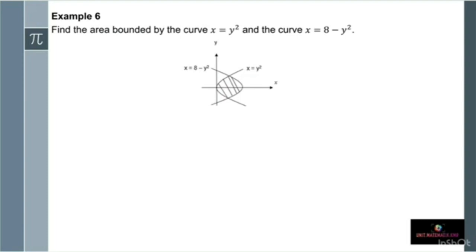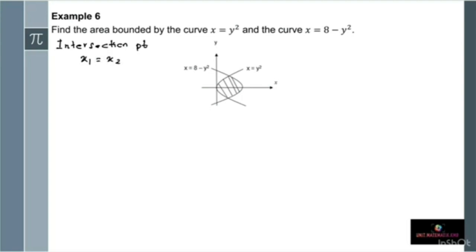Example 6. Find the area bounded by the curve x equals y squared and the curve x equals 8 minus y squared. So we have the curve here. What we need to do is find the intersection point. How do we get the intersection point? We solve x1 equals x2.